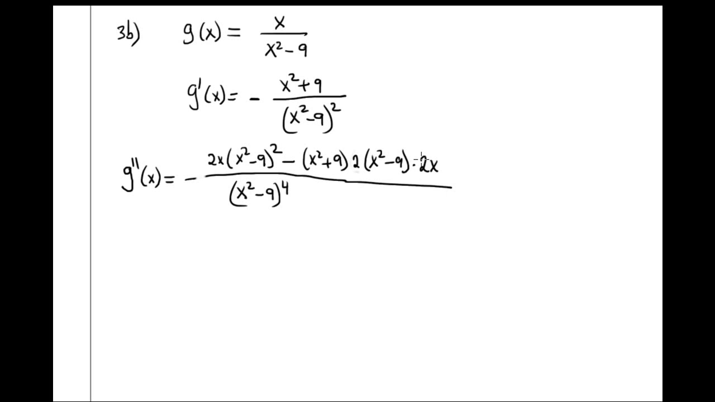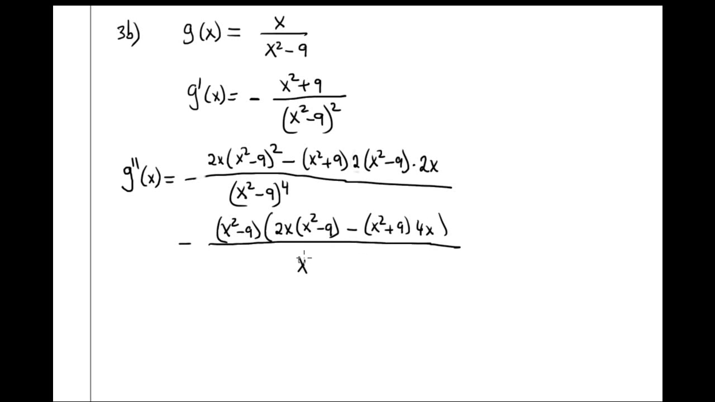Now with factorization, we factor x squared minus 9 one time, because we have 1 here and 2 here. Now we have inside 2x times x squared minus 9 one time, minus x squared plus 9, and 2 times 2 is 4x, divided by x squared minus 9 to the 4th power, and we cancel out one of this and one of this, leaving the cube.